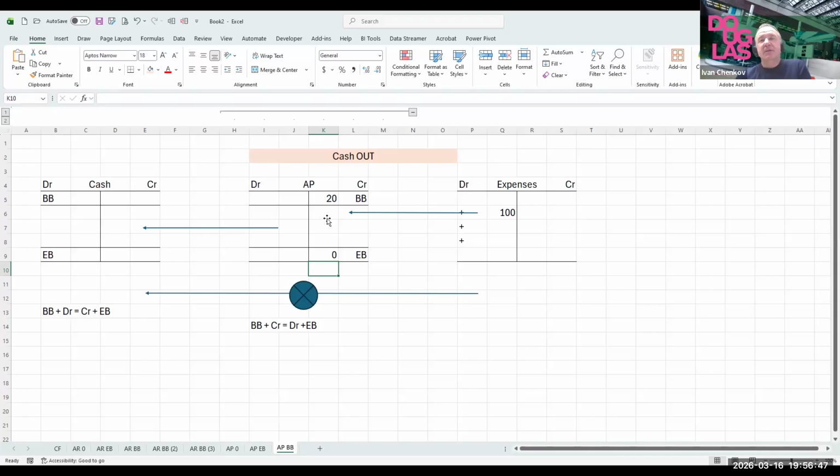So what's happened now? Those $100 are going to come here. Something has to go out. We don't know yet how much it is. But if we use the formula here, what are we going to get? We're going to get 20 plus 100 equal to question mark plus 0. And from this equation, question mark will be equal to 120. If I decrease my accounts payable with 120, that means I have to pay cash 120. Make sense?